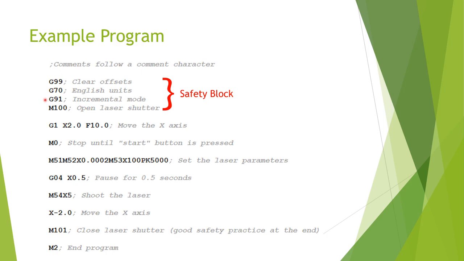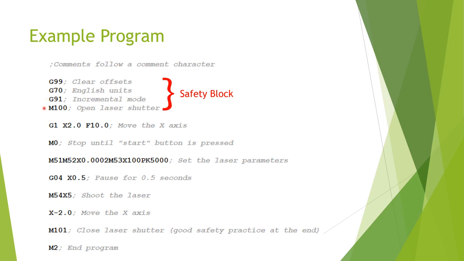Incremental mode, which we're using in this example, is different. It is relative to wherever you are right now. In this case, if you say to move the x-axis +5, it will move 5 inches in the positive direction from whatever position it's already at. If this is a little hard to picture right now, don't worry, but it's definitely important to make sure the machine moves in the way that you actually want it to.